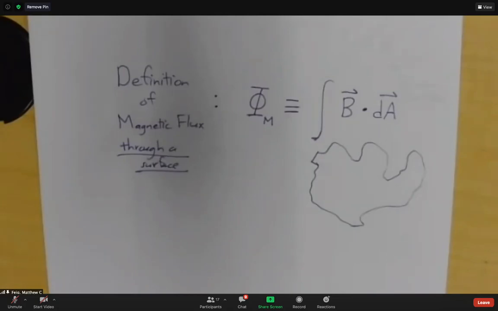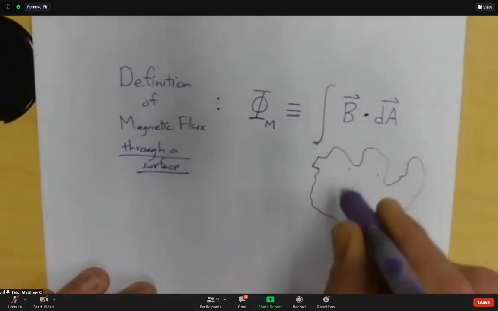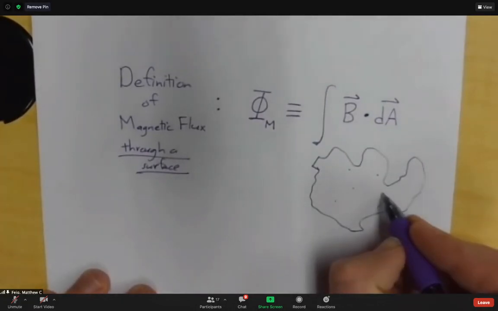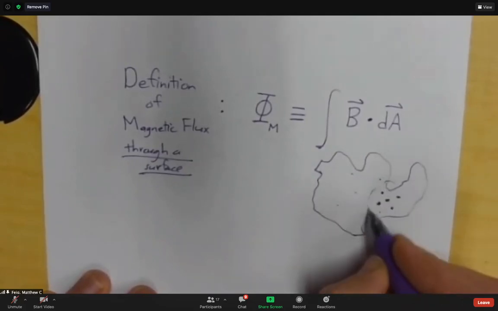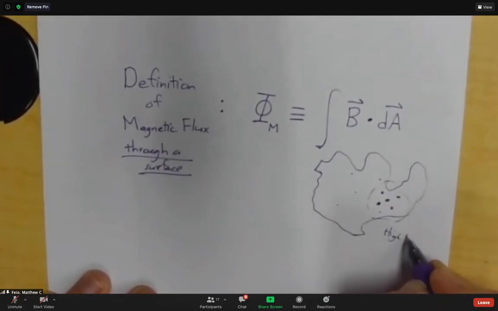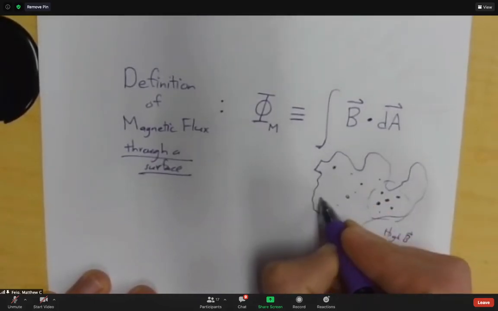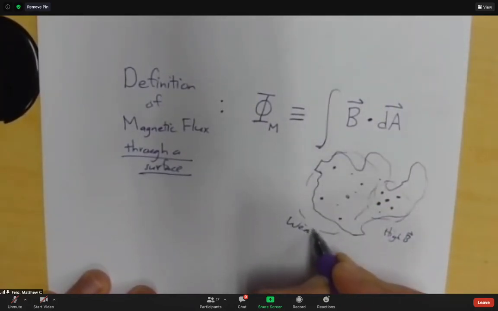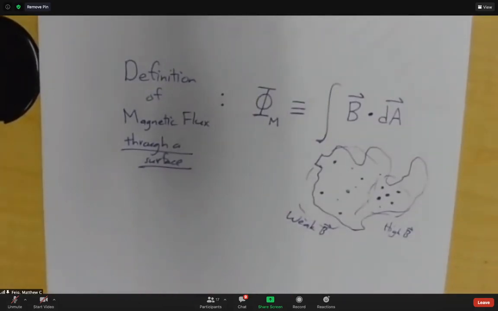And then the directions matter. So if the field lines are piercing straight in like this, you'll get more flux than if the field lines are coming at an angle. But you could have something like here, the magnetic field is represented by dots coming out of the page and they're close together. So this is like high B. And then you could have dots, but maybe they get more spaced out. And this is like weak or low B. So you can't say what is the magnetic field for the entire surface.